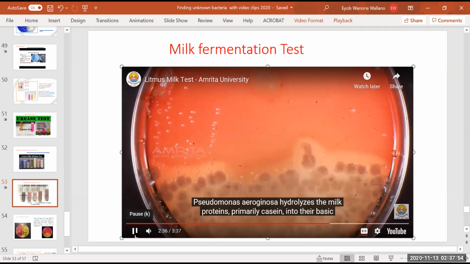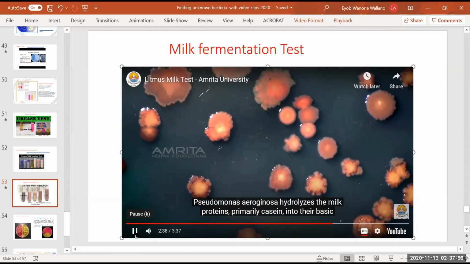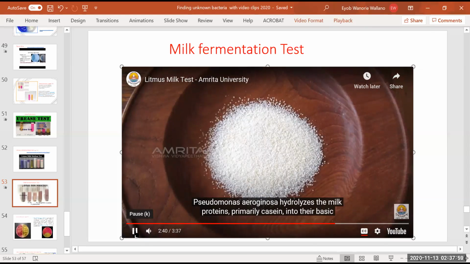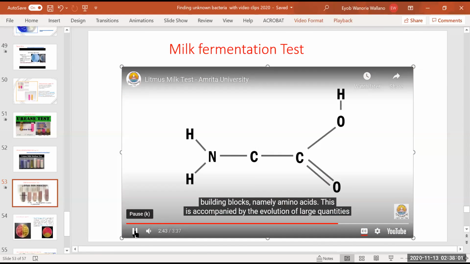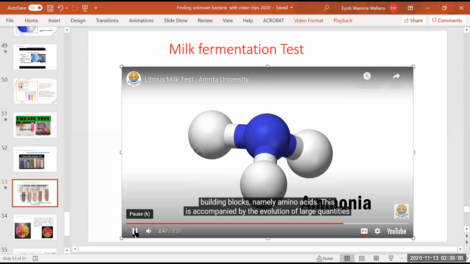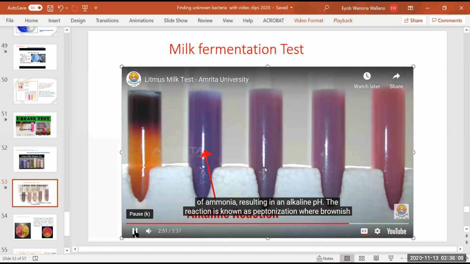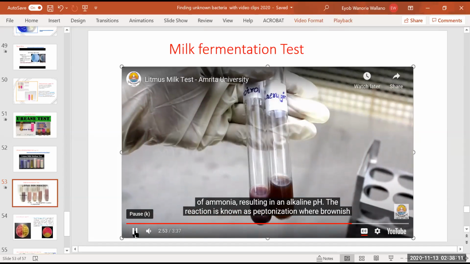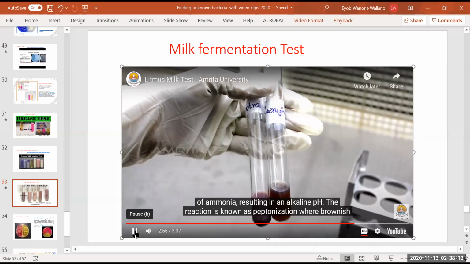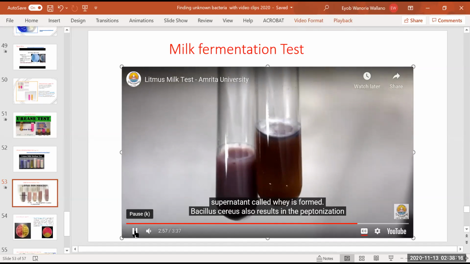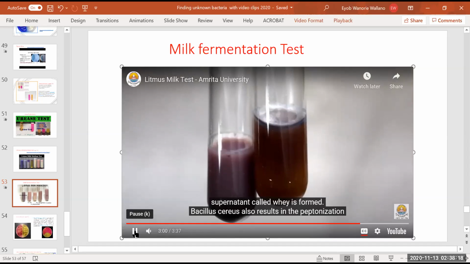Pseudomonas aeruginosa hydrolyzes the milk proteins, primarily casein, into their basic building blocks, namely amino acids. This is accompanied by the evolution of large quantities of ammonia, resulting in an alkaline pH. The reaction is known as peptonization, where a brownish supernatant called whey is formed.